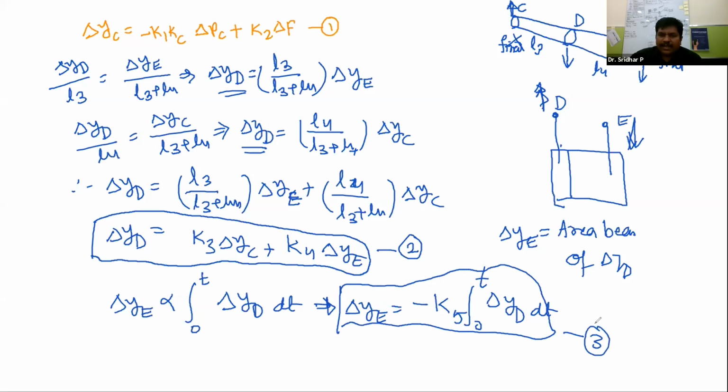So there are three expressions. Now, after getting these three expressions, shall I go to the next slide? Have you taken this description? Okay, right.